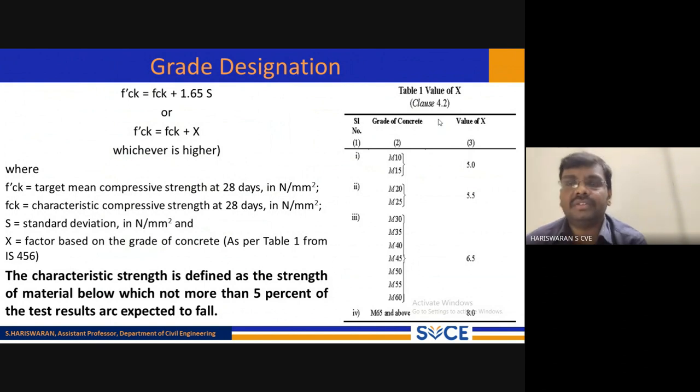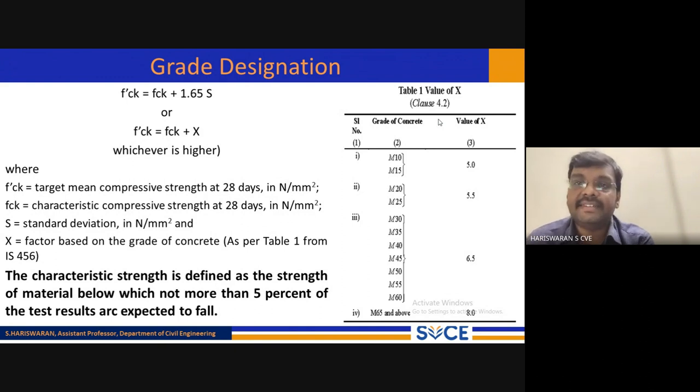FCK dash, in some books, may be represented as a capital F or a small FCK dash. FCK is the strength we are going to design, that is, the characteristic compressive strength at 28 days. FCK dash is nothing but the target, the strength at which we are going to design. For that, the IS standard recommends two formulas: FCK plus 1.65S, or FCK plus X. We can make use of the two equations. Whichever value is higher in the two equations, that we have to fix.